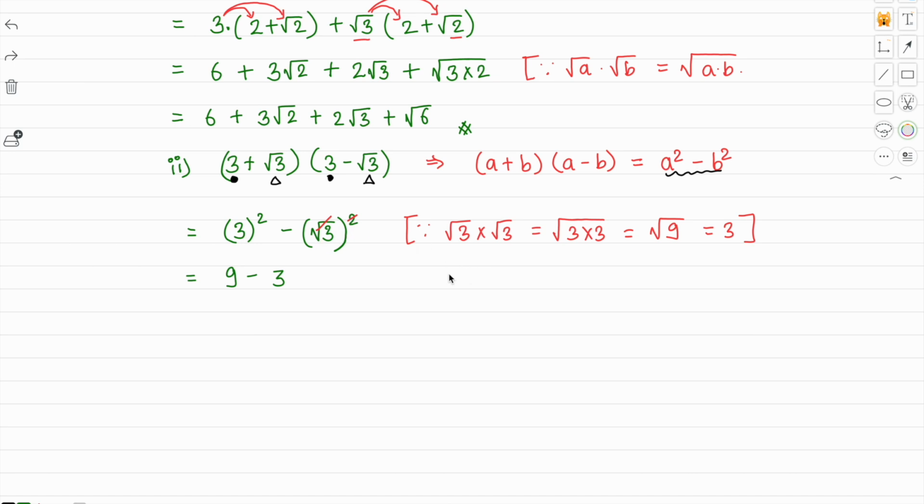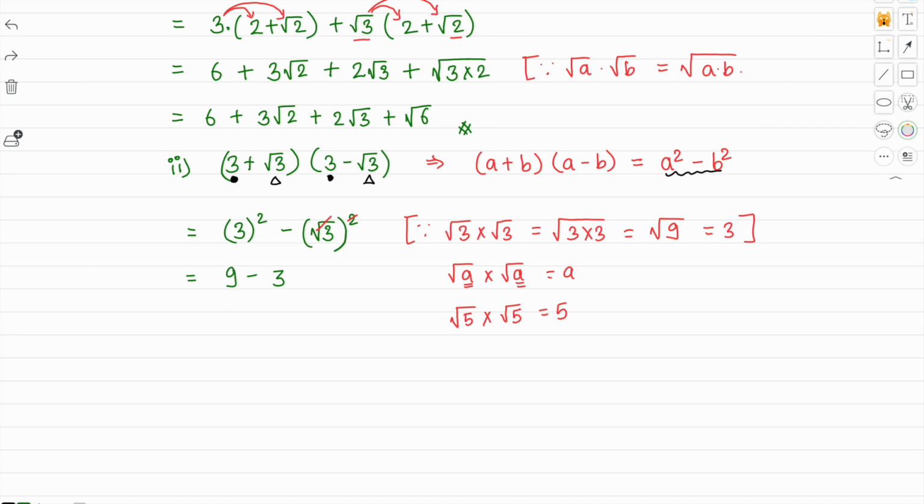In the same way, if you had something like root a times root a, it's going to be a. So if you multiply two square roots, and inside the square root you have the same numbers, then the square root just disappears. So similarly, if you had something like root 5 times root 5, it would just be 5. So that's the logic behind this.